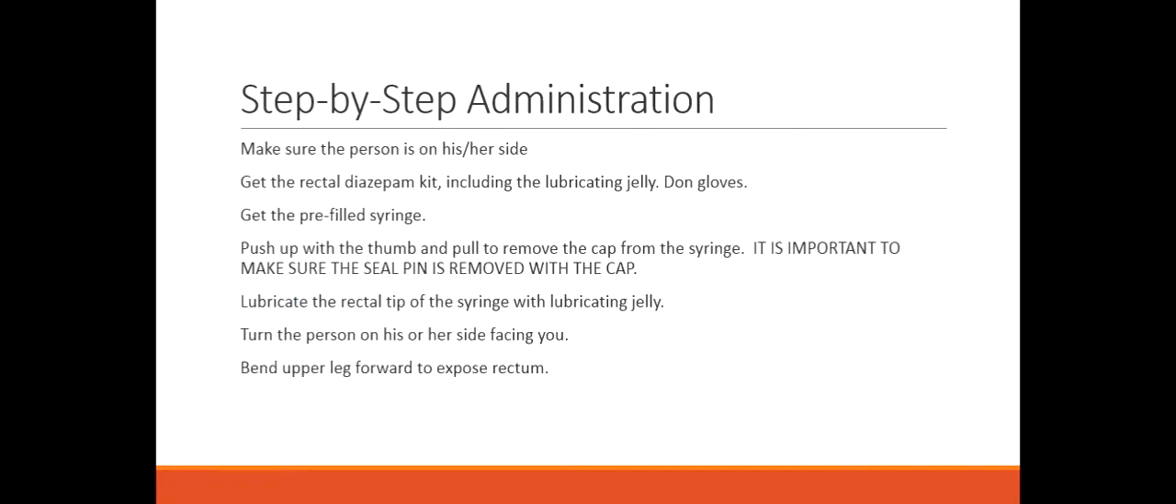Make sure the person is on their side. Get the rectal diazepam kit, including lubricating jelly, and put on gloves. Grab the syringe from the kit. Push up with the thumb and pull to remove the cap from the syringe. It is very important to make sure that the seal pin is removed from the cap. Lubricate the rectal tip of the syringe with the lubricating jelly. Turn the person on his side. Bend the upper leg forward and expose the rectum.